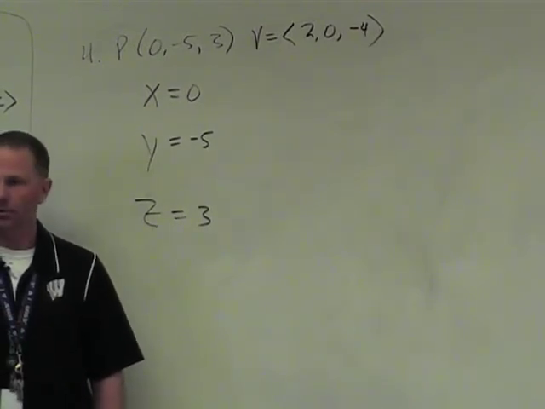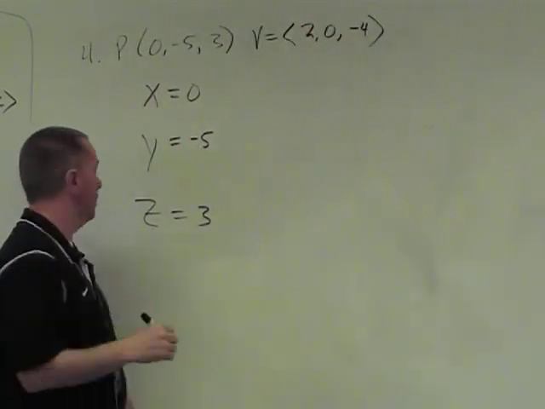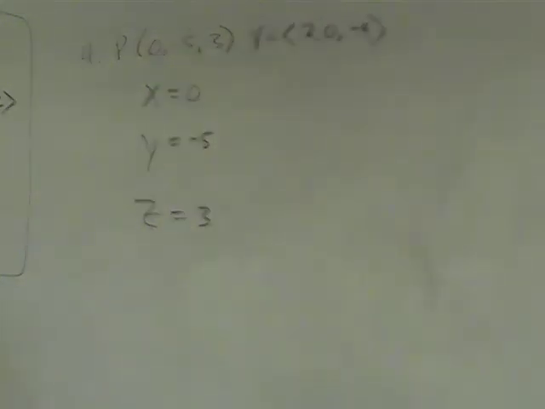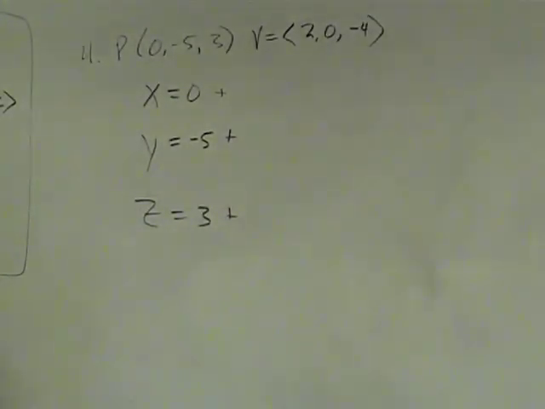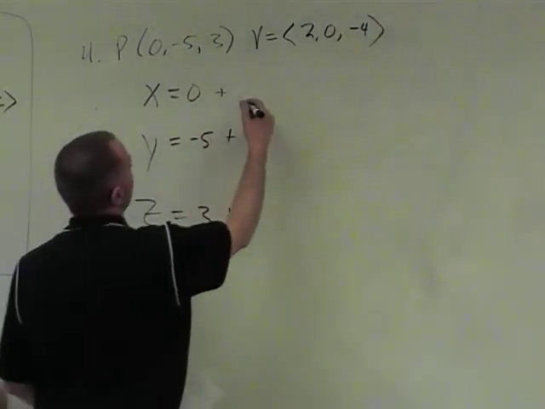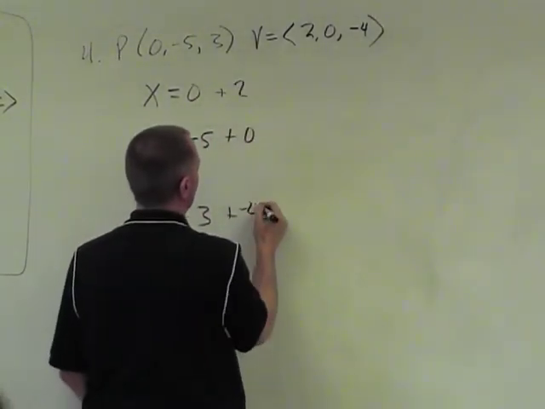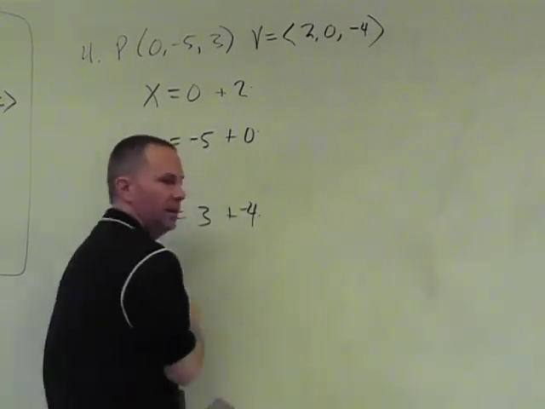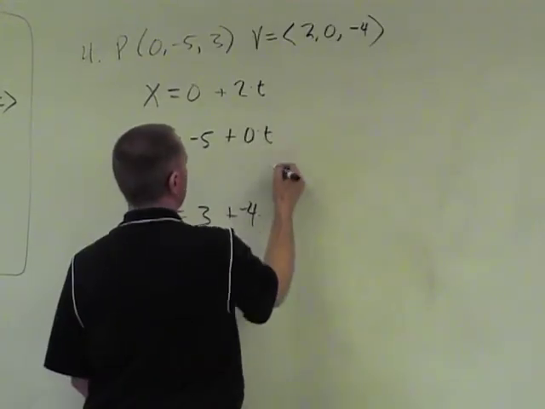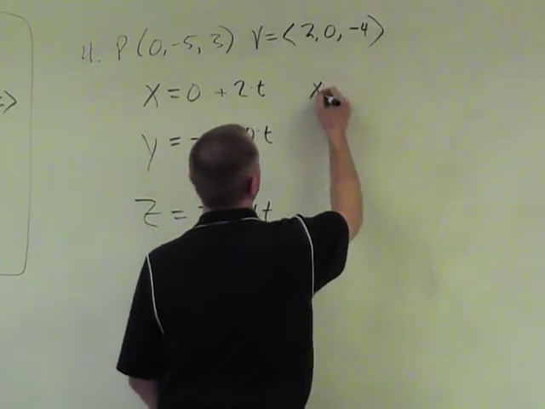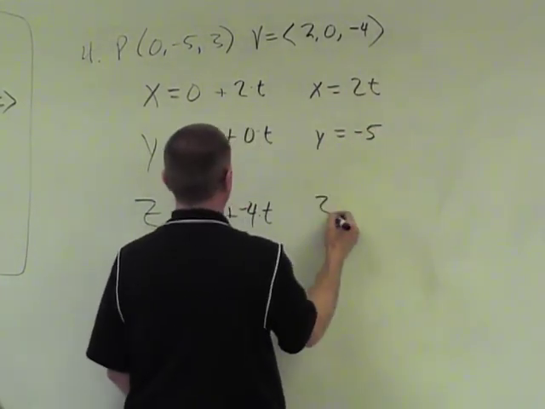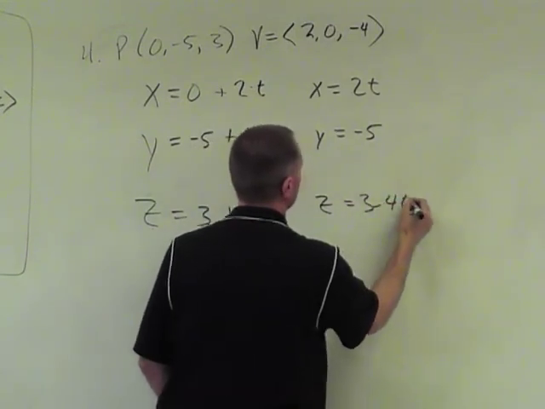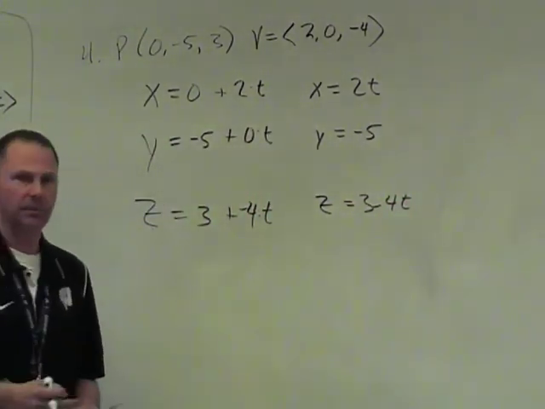Who's with me so far? Okay, now, what was next? Plus, what's a, b, and c here? Your vector. So we have 2, 0, and negative 4. And this is all times what? t. All right, now let's just clean it up here. x equals 2t, y equals negative 5, and z equals 3 minus 4t. Everybody take a look at that, make sure you understand it.